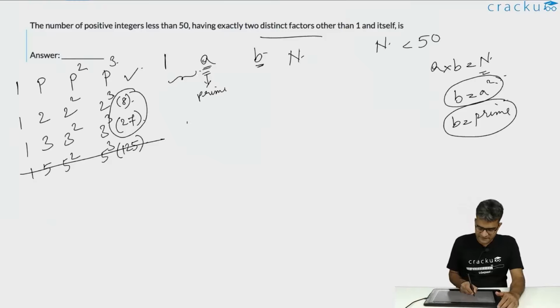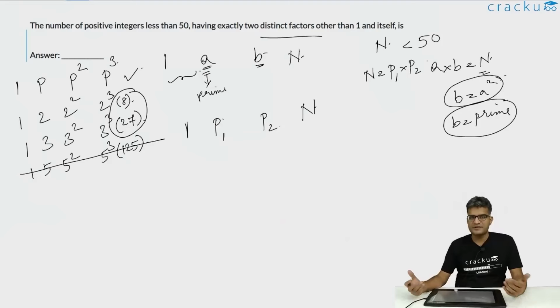So basically we have a prime number p1, and we have another prime number p2, and we have n. The value of n is one prime number p1 into another prime number p2. What are all the cases that are possible? Over here there is no easy way to do it. We have to just manually enumerate it.